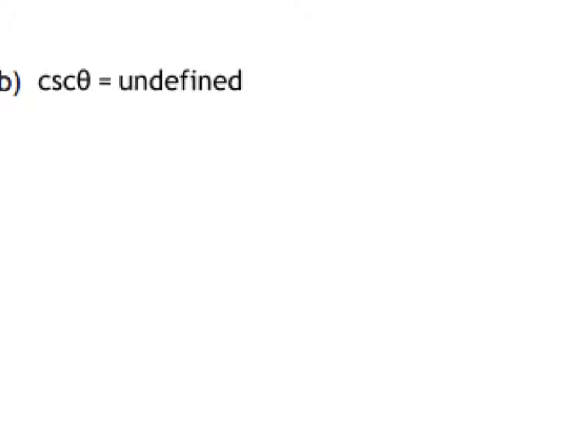Undefined is something over 0. Also 0 over something. 0 over something is the reciprocal of that. So we're actually looking for where sine theta is equal to 0 over something, which is equal to 0. We're looking for where sine theta is equal to 0 because we're looking for where the cosecant is undefined. And the reciprocal of undefined is 0.